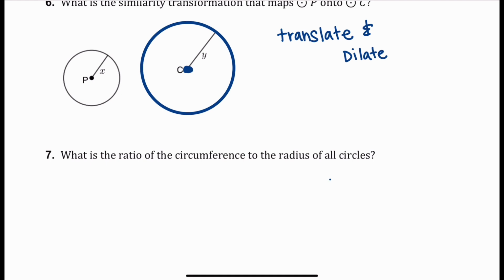Okay, what is the ratio of the circumference to the radius of all circles? The circumference is 2 times pi times the radius. So what's the ratio of the circumference to the radius? If I divide both sides by r, circumference divided by the radius of every circle is 2 pi. So this would be my scale factor.